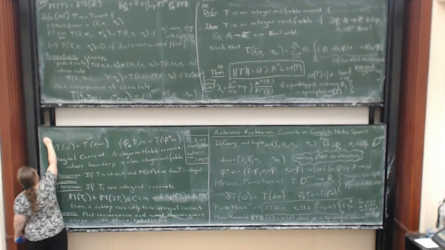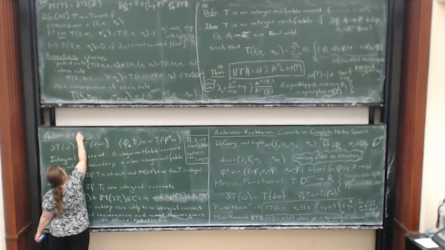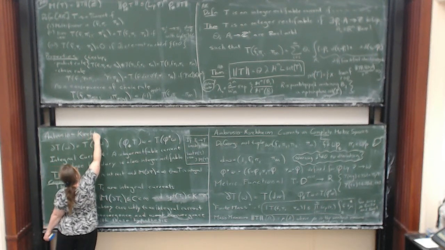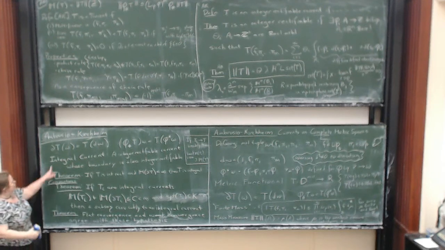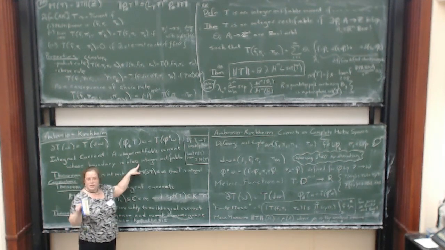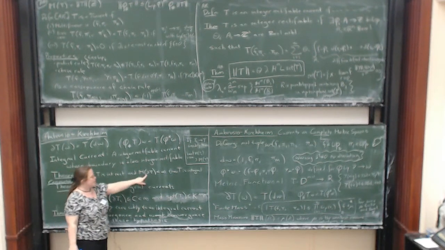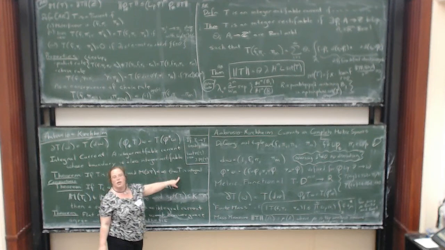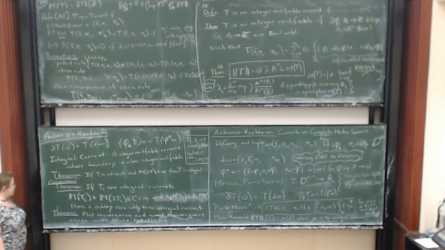Ambrosio-Kirchheim. This is the same, that's the same. An integral current is an integer rectifiable current whose boundary is also integer rectifiable. That's the same definition. Theorem: if T is integer rectifiable and the mass of the boundary of T is finite, then T is integral. 10, 15 pages of the paper. Okay, very, very difficult theorem. Just getting from the mass is finite to having the charts.